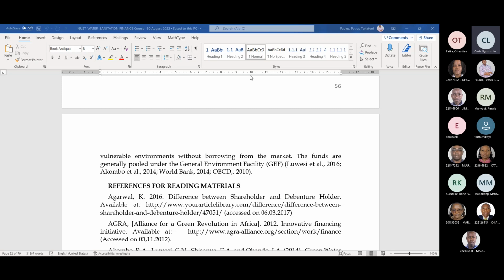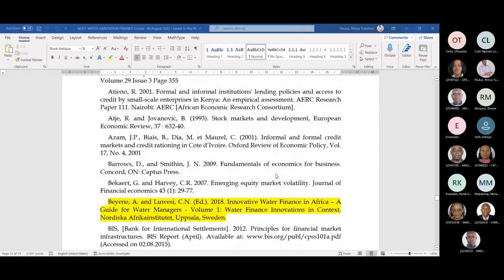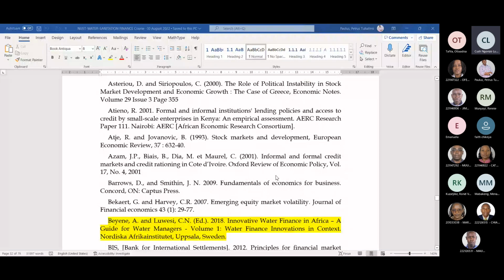4. I don't know if there are some issues raised there. Hello? Not from my side, Prof. Not from my side, but I'll allow the other colleagues to come in if they need further clarification on the same. Colleagues, the platform is yours. Any questions for Professor Luwesi?